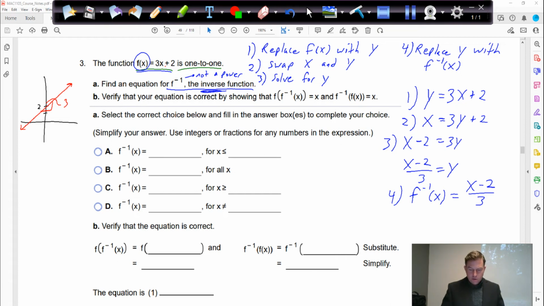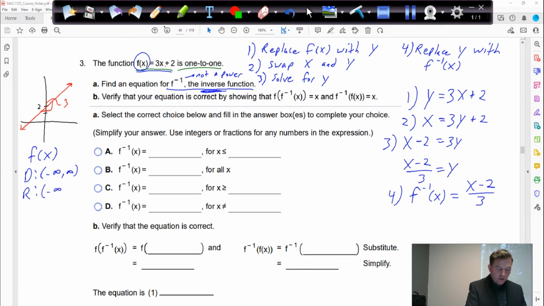Okay, so where do they want us to record that answer? Oh, so we have to find the domain. So let's look at the original function. The original function, f of x, has a domain of all real numbers. It has a range of all real numbers. So the x values are going to hit minus infinity to infinity. And then the range values are going to go up to infinity, and also down to minus infinity. So in the y, it's going to hit all positive and negative values, and in the x, it's going to hit all positive and negative values.